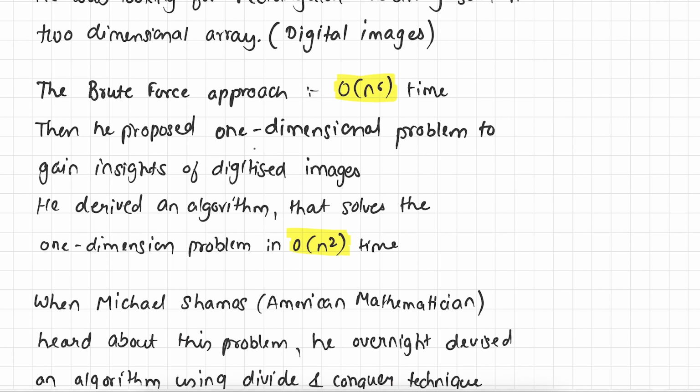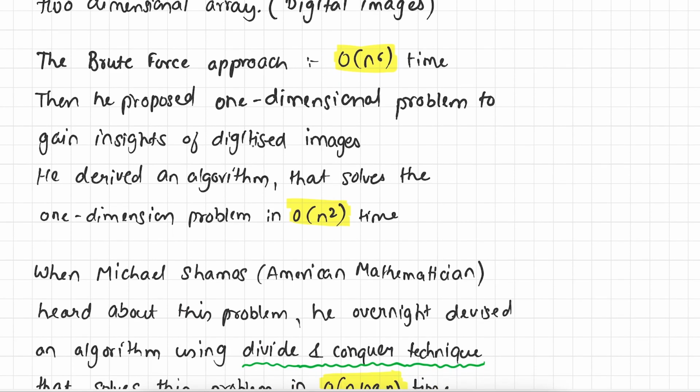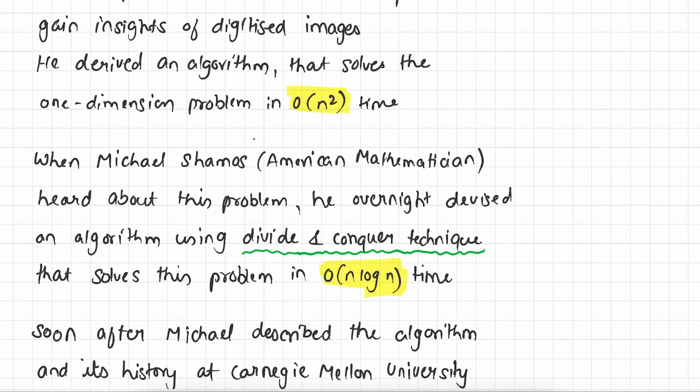Then he proposed a one-dimensional problem to gain insights into digitized images. And to solve this one-dimensional problem, he derived an algorithm that solves the one-dimensional problem in big O of n square time. When Michael Shamos, an American mathematician, heard about this problem, he overnight devised an algorithm using the divide and conquer technique that solved this problem in big O of n log n time.